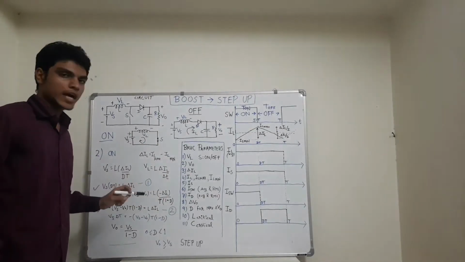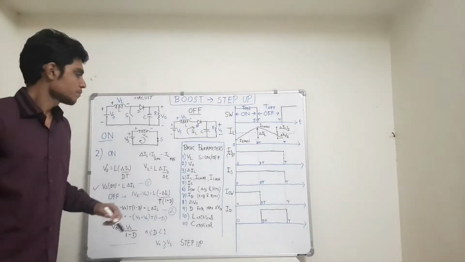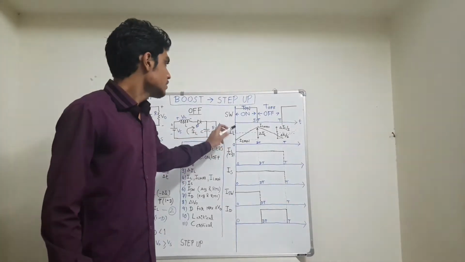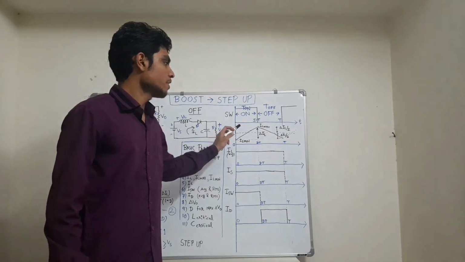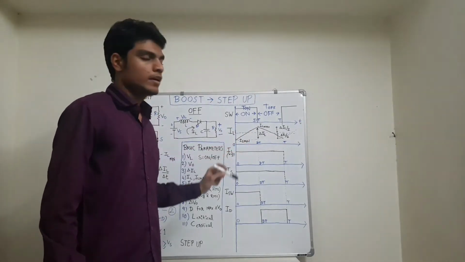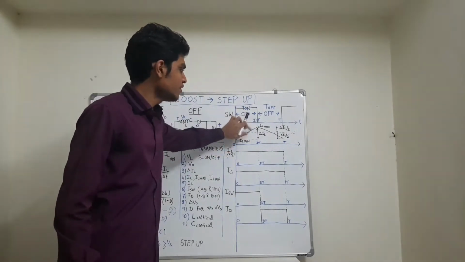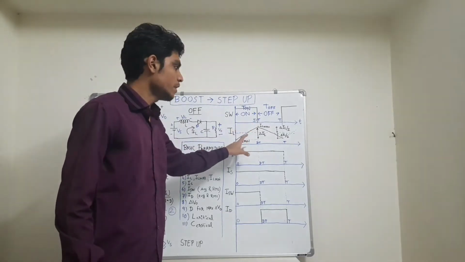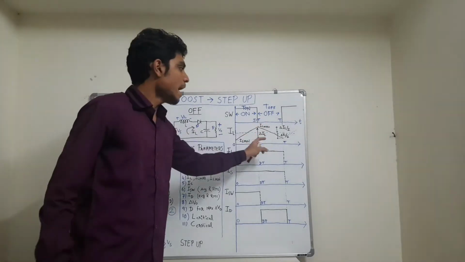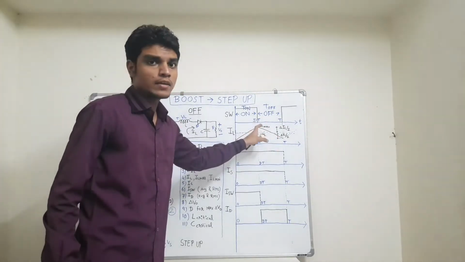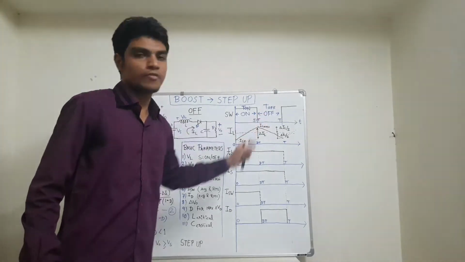For V0, we will use the charging equation of the inductor, that is VL equals L del IL upon del T. The second thing to be noted is del IL. During the T on time, del IL will be the final inductor current minus the initial inductor current, so it will be IL max minus IL min. As we can see from the graph, IL is increasing, so del IL will be positive. But in the off time of the switch, del IL will be IL min minus IL max, which will be negative because the inductor current is decreasing during off time.